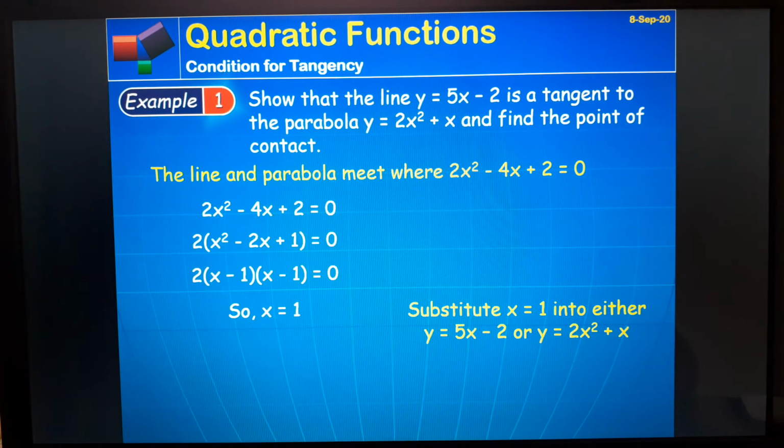So we have the same bracket twice, so we just have x equals 1. Now, that's us got a half of our coordinate. x is equal to 1.